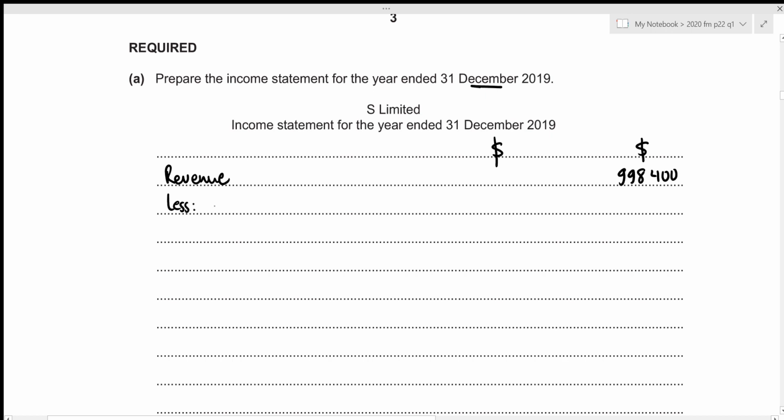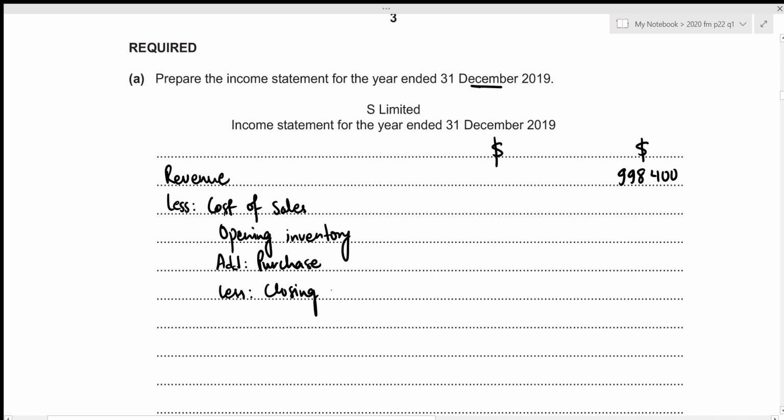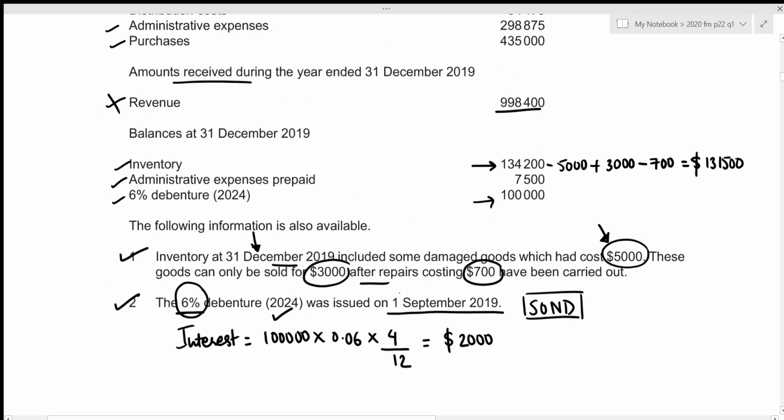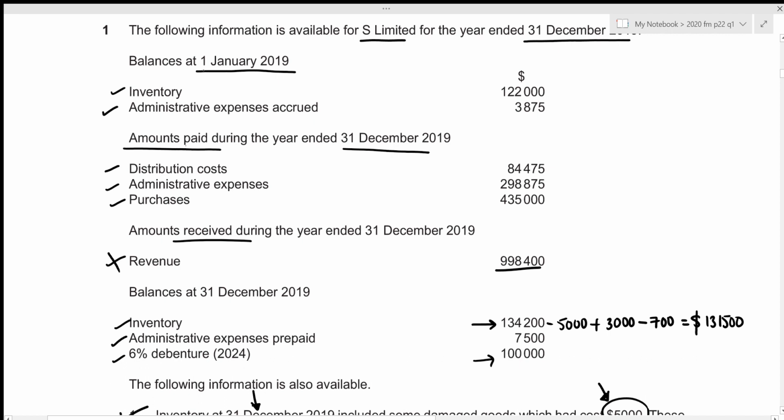That will be less cost of sales. And we always start with opening inventory. We then add all of our purchases for the year and subtract all of the closing inventory. And if there is any sort of carriage inwards, we also include that as our cost of sales. I don't think we are given carriage inwards in this question. Okay, for the value of opening inventory, we need to look at the balances at 1st January 2019. And the inventory is given to be 122,000. Let's substitute this amount.